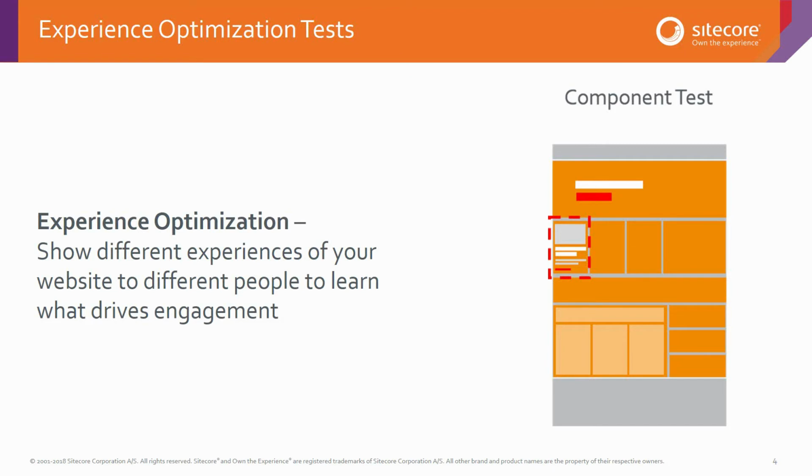The concept of experience optimization is simple, and a short definition that I like to use in workshops is with experience optimization, you show different experiences of your website to different people and learn what drives engagement the best. So if you want to know which version of a call to action is the absolute best, there's really only one way to know for certain, and testing is built right into the experience editor.